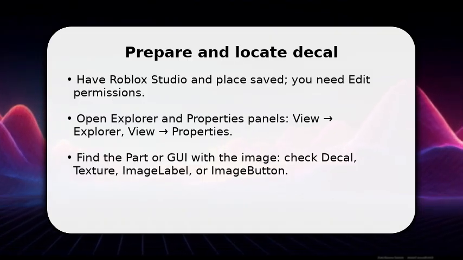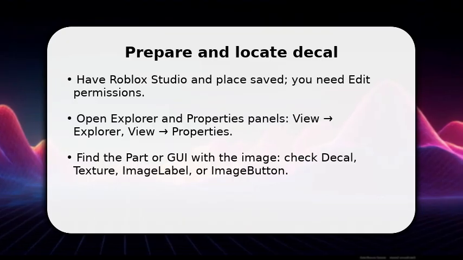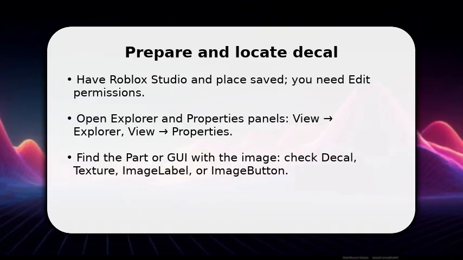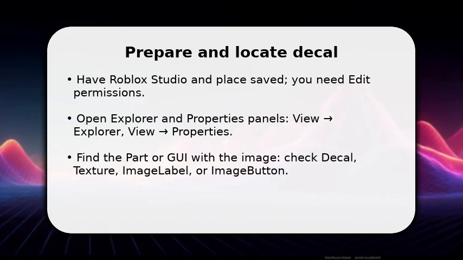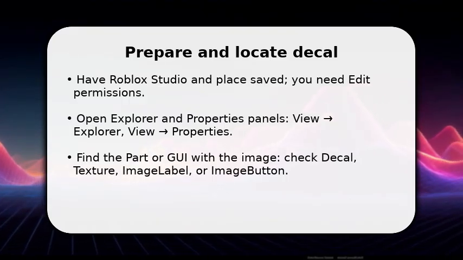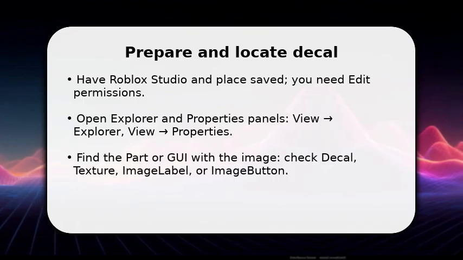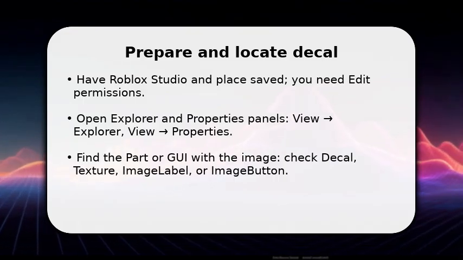Now locate the part or GUI element that shows the picture. It'll typically be a decal, texture, image label, or image button. Once you've found it, select the instance so its properties appear. This makes the next steps quick and precise.